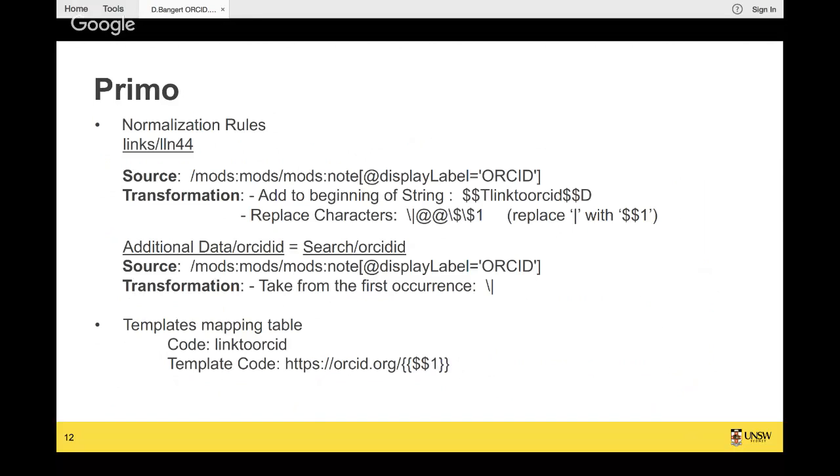So after we were done with the normalization rules, the next thing was to set up the link to ORCID ID in the template mapping table. Link to ORCID has a template code value of the ORCID URL with $1 data, which is the author's ORCID ID. So in the slide, it is shown as https://orcid.org and then /$1 sign.